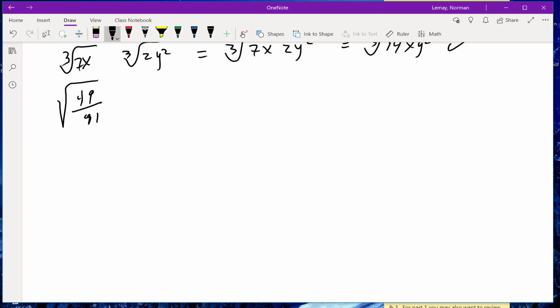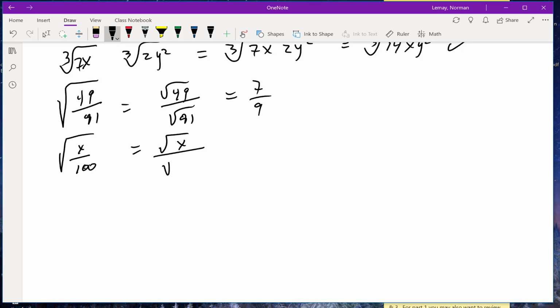Taking a look at the square root of 49 over 81, we can rewrite this as the square root of 49 over the square root of 81, which is 7 over 9. Real simply, the square root of x over 100 is equal to the square root of x divided by the square root of 100, which is equal to the square root of x divided by 10. So just some real simple things on using those two rules.